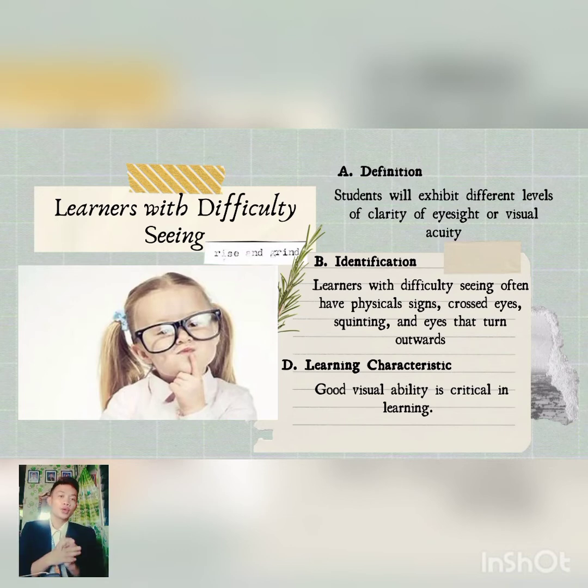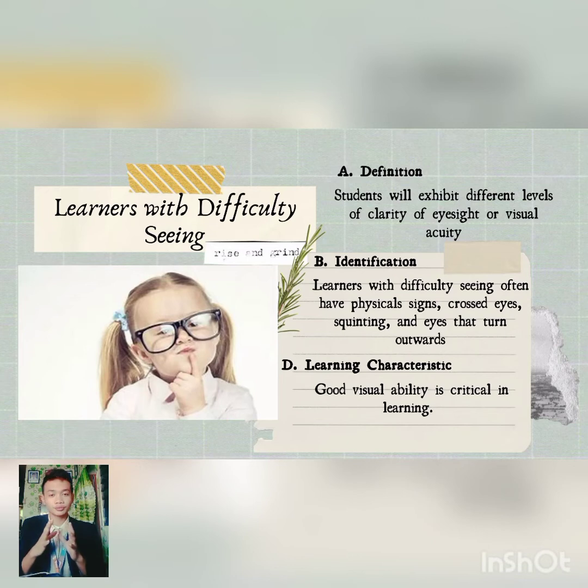So how could we identify these children who are experiencing difficulty seeing? Learners with difficulty seeing often have physical signs like crossed eyes, squinting, and eyes that turn outwards. So we can identify students who have difficulty seeing if their eyes are crossed like this, or if they squint, or if their eyes turn outwards like this. Those are children experiencing difficulty seeing.